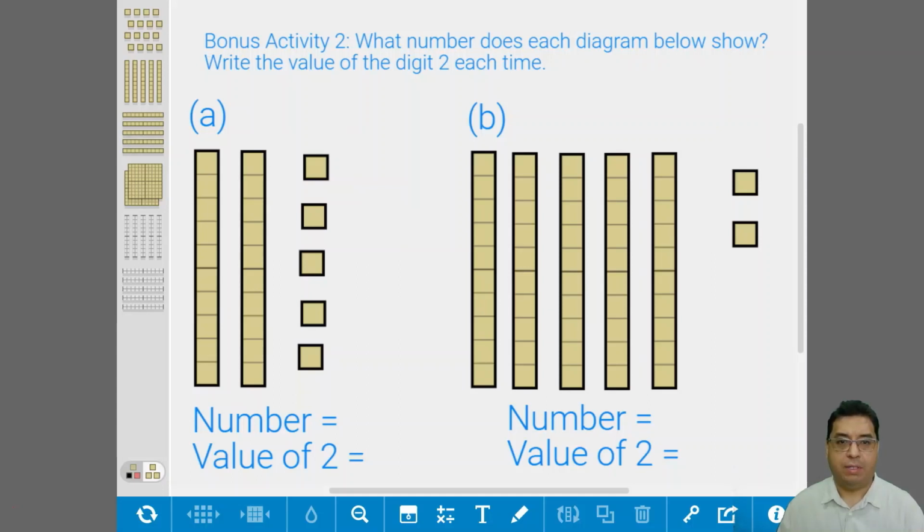And for the second bonus activity, I've got the question, what number does each diagram below show? Write the value of the digit 2 each time. So I've got these two examples here for practice. I want you to tell me what the number is for letter A and what the number is for letter B. And again, that's asking you to name the value of 2. Okay, so what is the place value for the number 2 here for A and B?